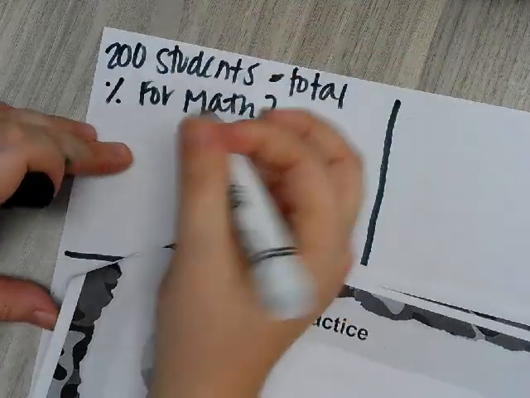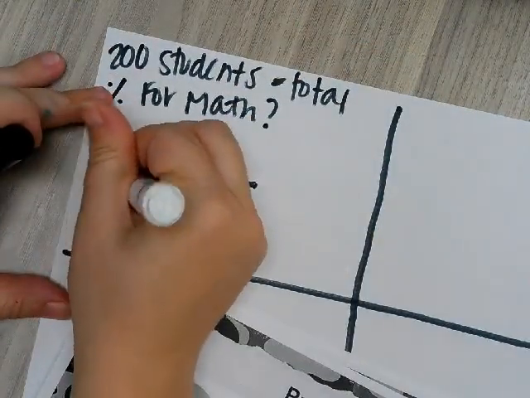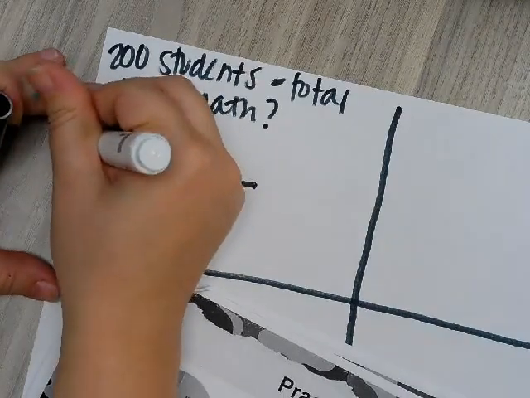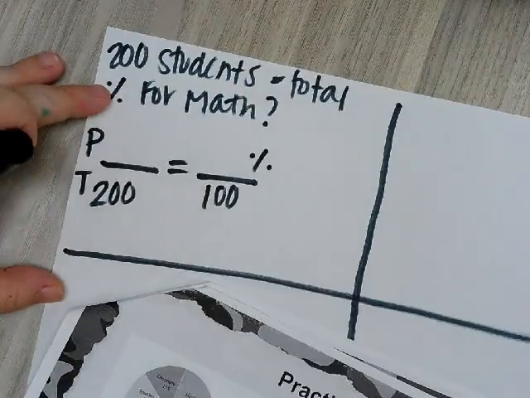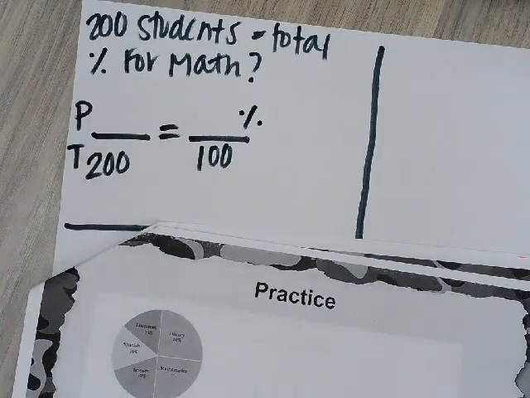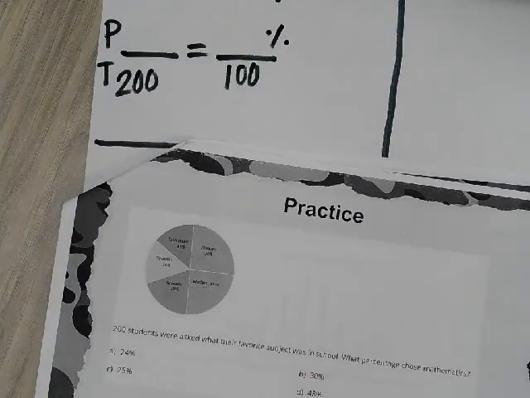So I'm going to go ahead and make my proportion. I know that there are 200 students. That is my total. We know that percents are out of 100. Okay. If I notice here, I don't have a percentage for math. So I need to add up all my percents and subtract from 100 to figure out what it is for just math.